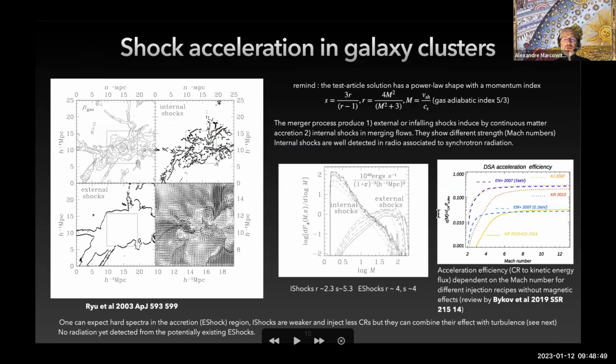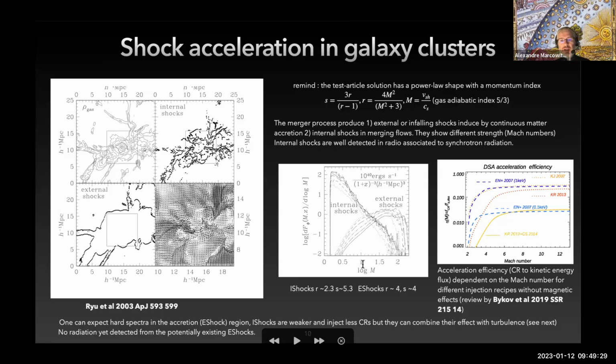So, moving back to clusters now, I show you some simulations. These are all simulations by Dongsu Ryu and collaborators in 2003, SPH hydrodynamics simulations which show substructure in the cluster. Basically, you have two types of shocks: external shocks, which are close to the virial radius, and internal shocks inside this radius, and these two types of shocks show very different strengths.